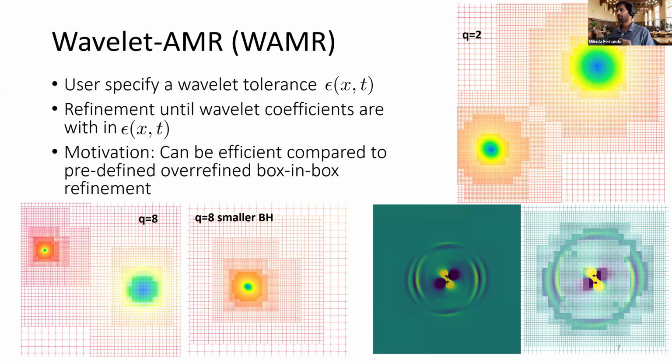And these are some of the grid structures generated for mass ratios 2 and 8, and I've zoomed in on the grid structure of the mass ratio 8 run around the smaller black hole. Here we can see how the wavelets automatically capture this propagating wave front.